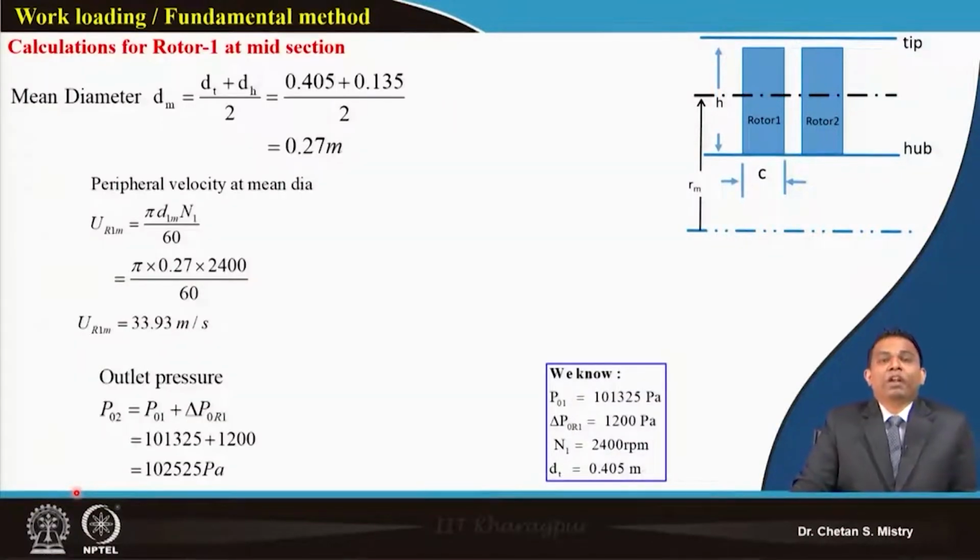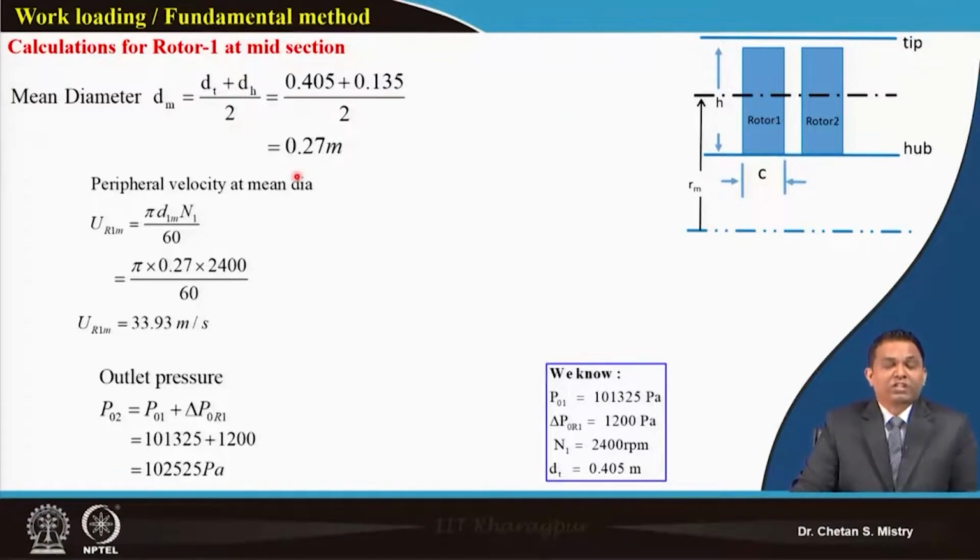Now my next parameter for making my velocity triangle is my peripheral speed. And as we know, we are doing our calculation at the mid station. That's the reason the mean diameter we can calculate as d tip plus diameter of hub divided by 2. That gives me my mid station as 0.27 meter, that's my diameter at the mid section.